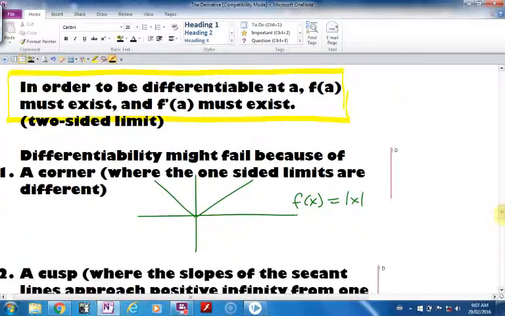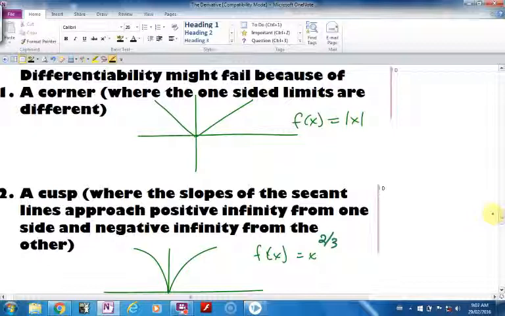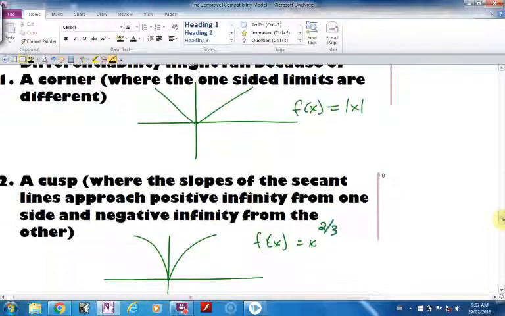Okay. So another situation where we might lack differentiability is a cusp. You've not heard them necessarily called this before. Sorry, I have to cut off that first line. So f of x equals x to the power of 2/3. If you wanted to put this into your graphing calculator, this is how it would graph.